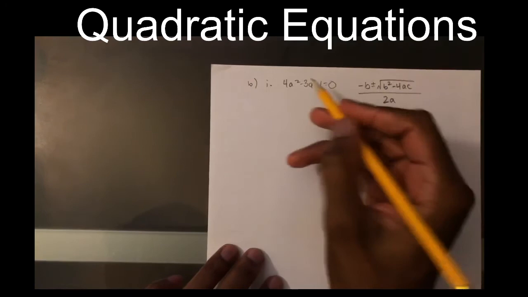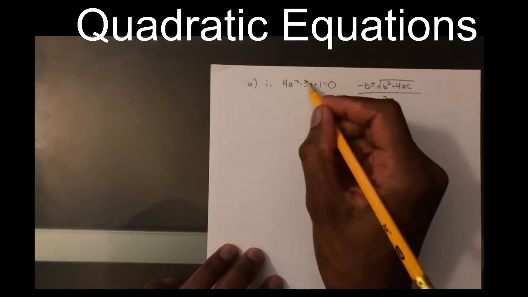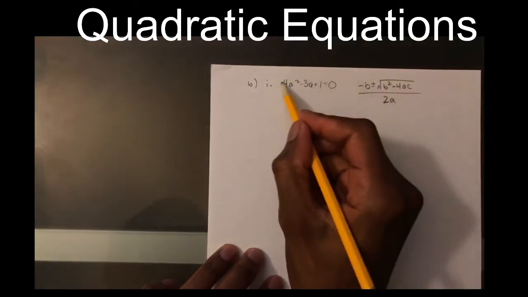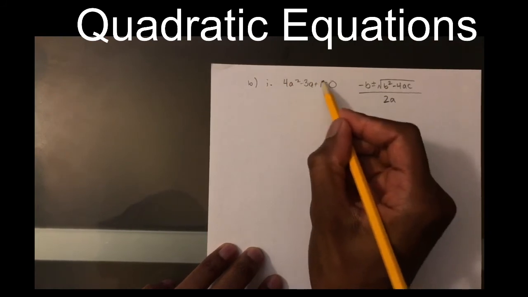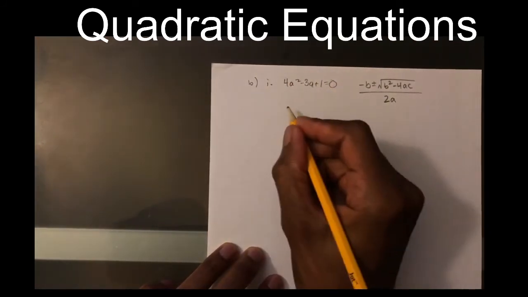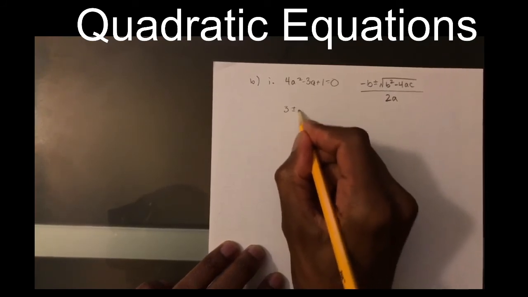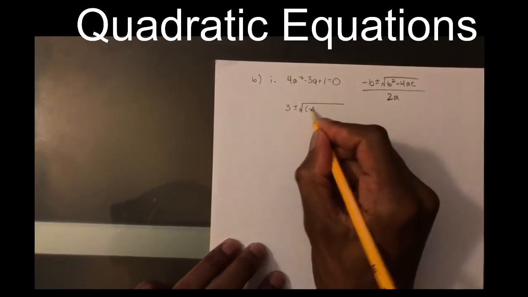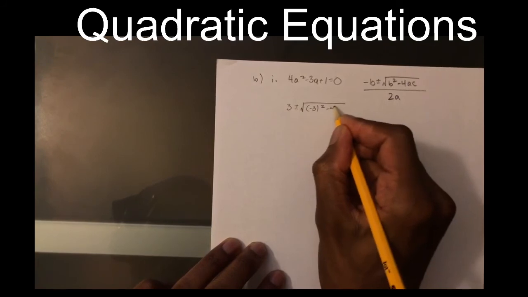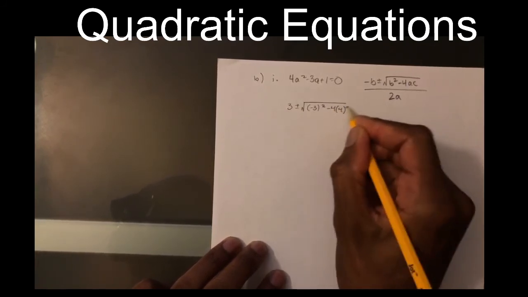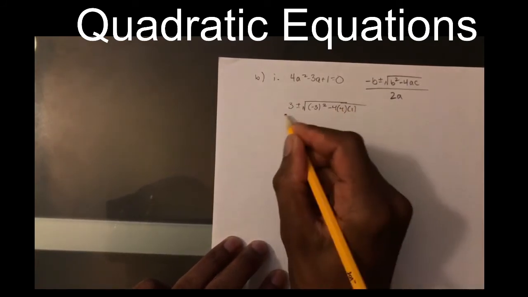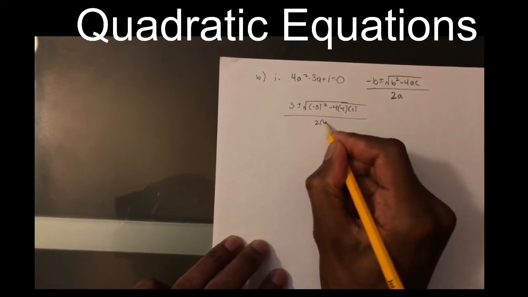But yeah, there's your A. Probably hear my cats in the background. There's your A, there's your B, there's your C. So you just plug it right into the formula. The opposite of B, which is positive 3, plus or minus square root B squared minus 4ac all divided by 2a.